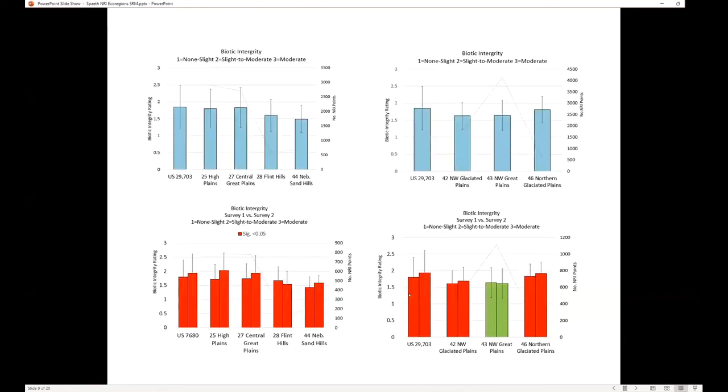Okay, so we look at biotic integrity across some of these Central Great Plains, and you can see that we're somewhere between none to slight, slight to moderate for these four ecoregions. And then we move up into the north, and we see the same trends there.